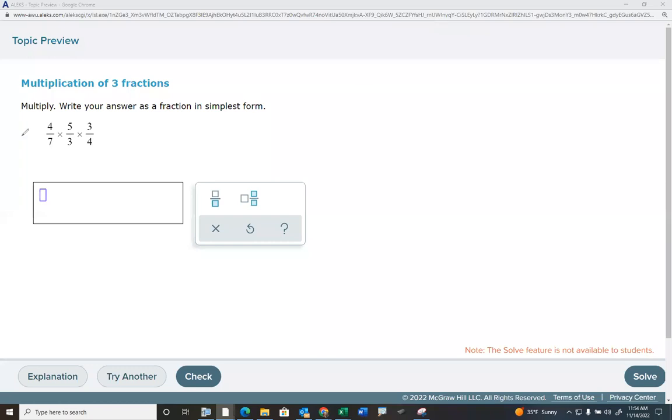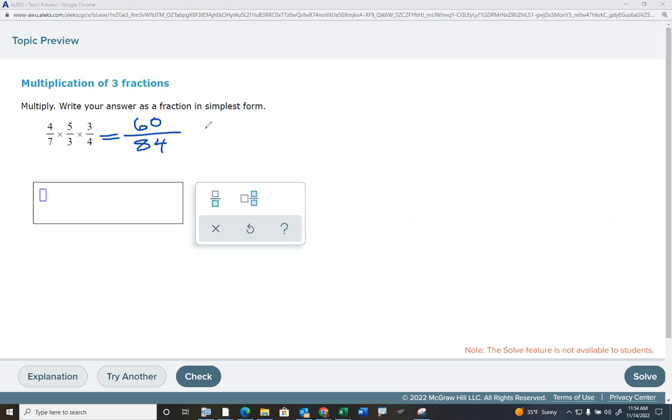Okay, so on this one, now we got 3 fractions. Well, who cares? It just means 4 times 5 times 3. Let's see, that's going to be 20 times 3 is 60. And then 7 times 3 times 4 would be 21 times 4, is, what is that? 21 times 4, 84, I think. Oh, I sure hope I'm doing this right.